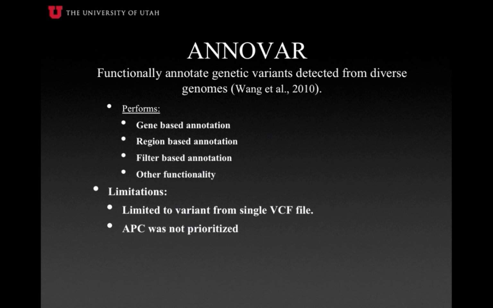Next one is ANOVA. ANOVA is specifically designed to functionally annotate genetic variants detected from diverse genomes. It performs gene-based annotation, region-based annotation, filter-based annotation, and has other functionality. From our analysis, we found there are certain limitations for using ANOVA. The first and foremost is that it is limited to variants from a single VCF file, and the second one is APC was not prioritized in our result.